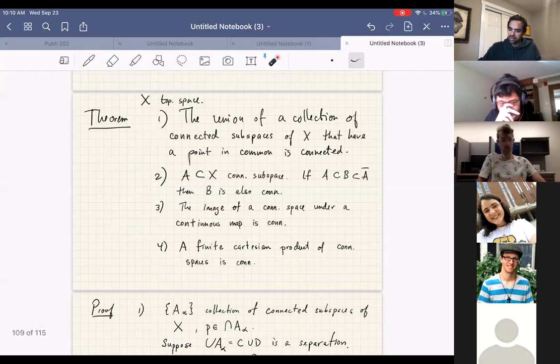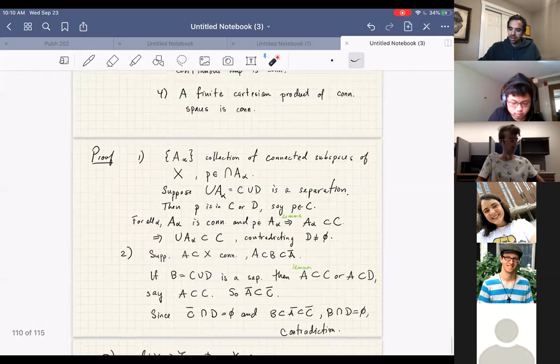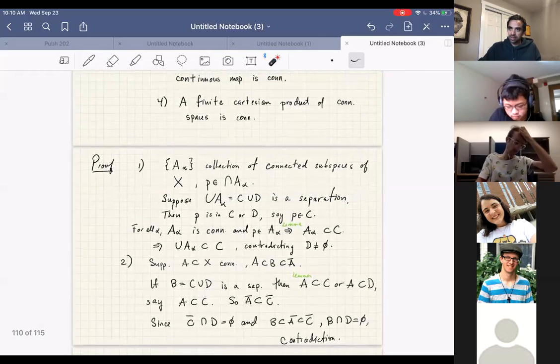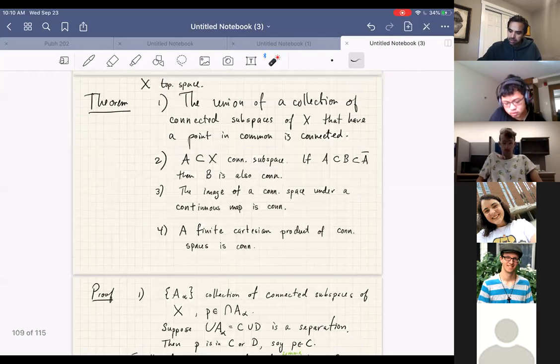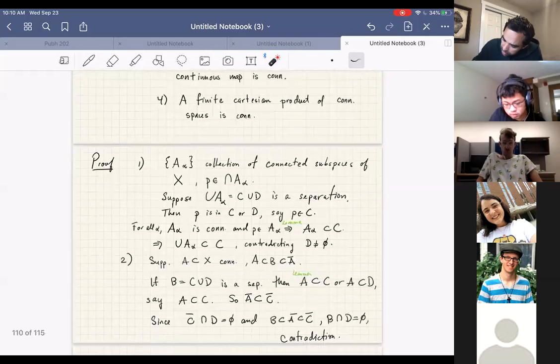Okay, so let's continue. Let's prove that a union of connected subspaces that have a point in common is again connected. Suppose A alpha is a collection of connected subspaces of X, and let's suppose that P is a point that is inside all of these subspaces.